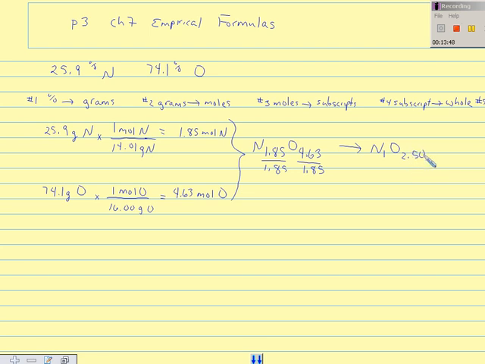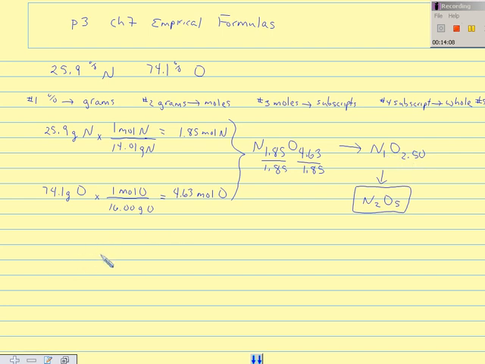Do not round this. If you take a look at this, we can multiply both of these by 2. And if we multiply both of them by 2, then we get a whole number ratio of N2O5. So sometimes you end up having to multiply by another whole number to get your subscripts to whole numbers.